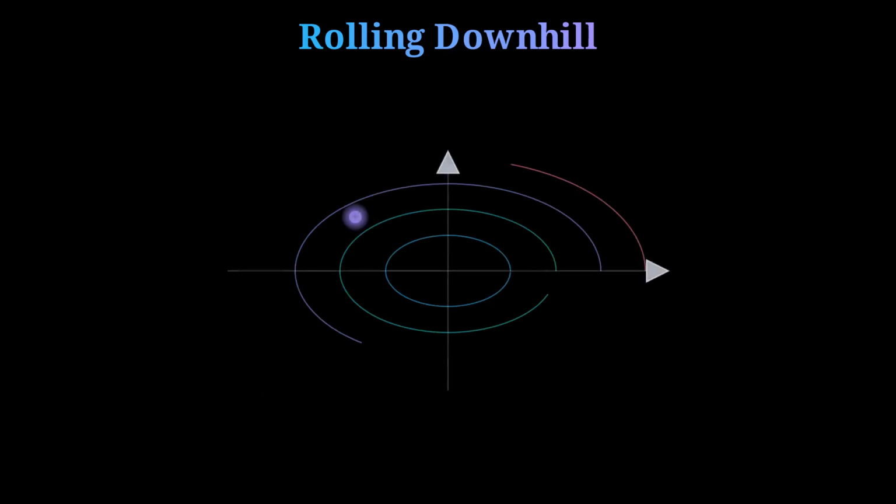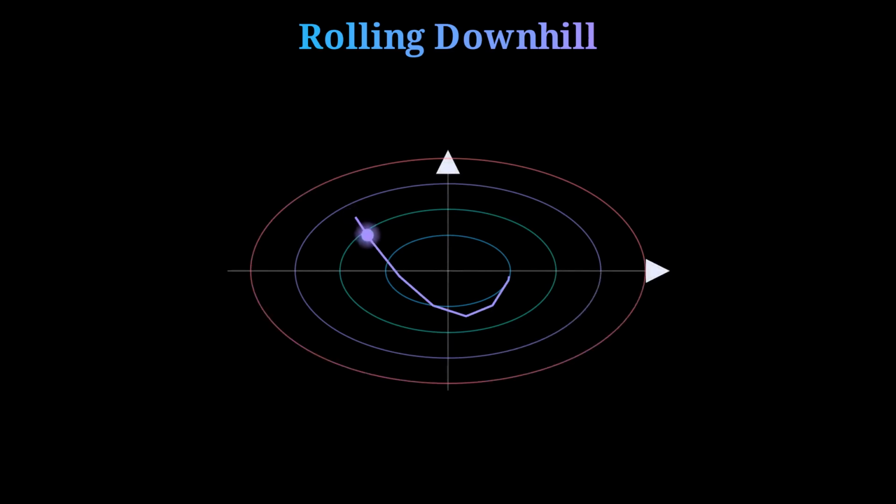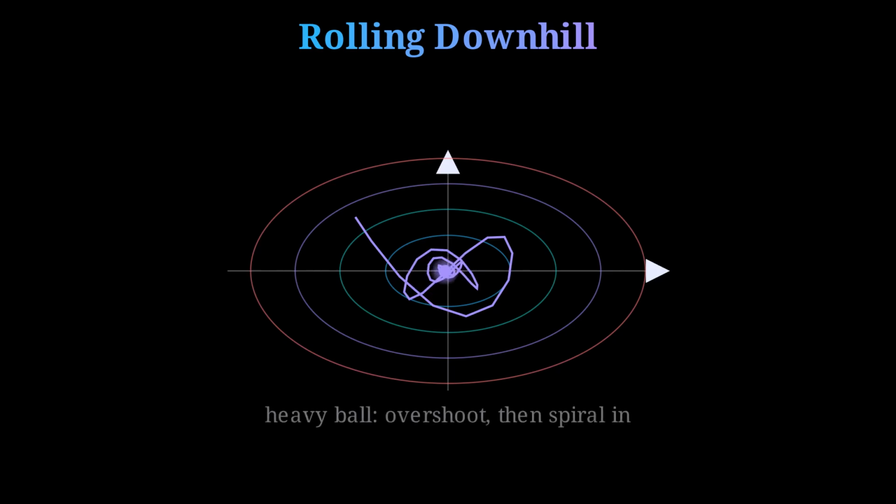That heaviness has a small cost worth knowing. A ball with lots of momentum can coast right past the minimum and take a while to circle back, just like a real ball rolling up the far side of a valley before returning. It's usually a fair price for the speed we gain.